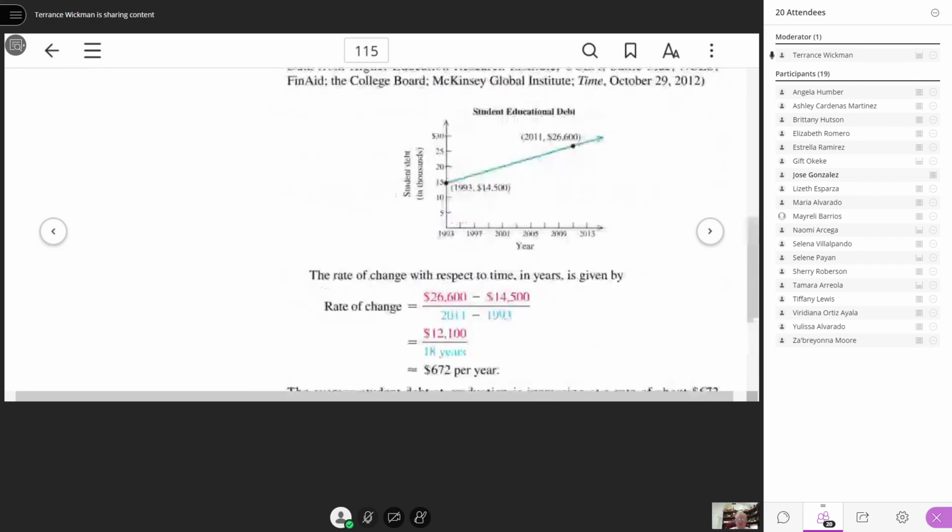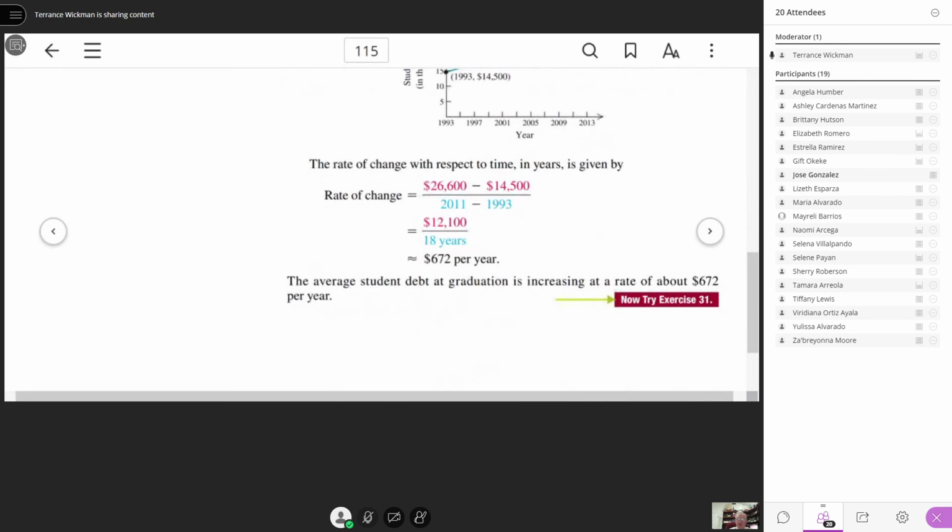We take y sub 2, let me quickly show you both here. It's red. 26,600 minus 14,500 over the years. So you get 12,100 divided by 18. It's gone up an average of $672 per year, and we probably know it's gone up more than that. That's just tuition, it doesn't include books, cap and gown, and all the other stuff. Calculator requirement now. They didn't have calculators then, they had slide rules. Who knows? Let's go to the next chapter, I think.